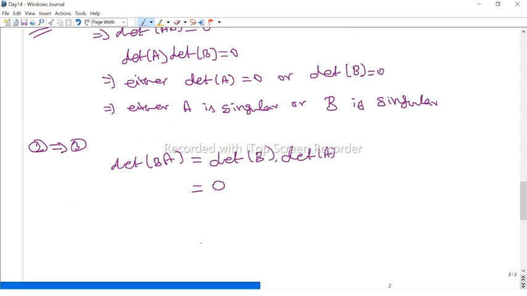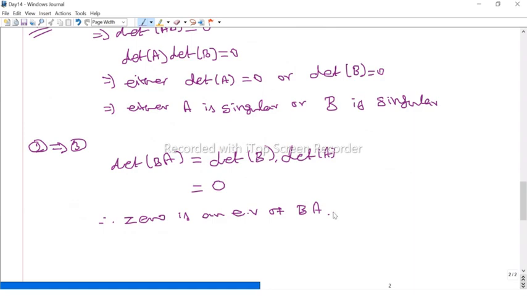Now we get the determinant of BA equal to 0, but the determinant is nothing but the product of the eigenvalues. We get the product is 0. Therefore, 0 is one of the eigenvalues. Therefore, 0 is an eigenvalue of the matrix BA.